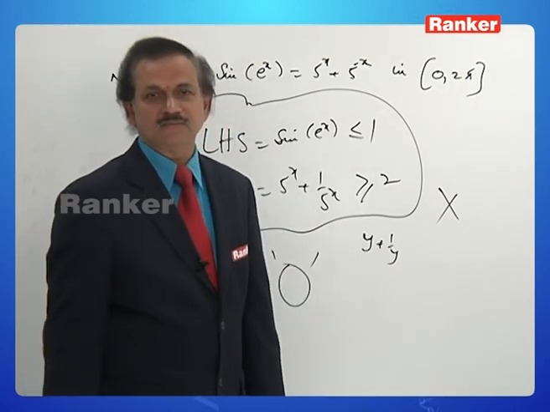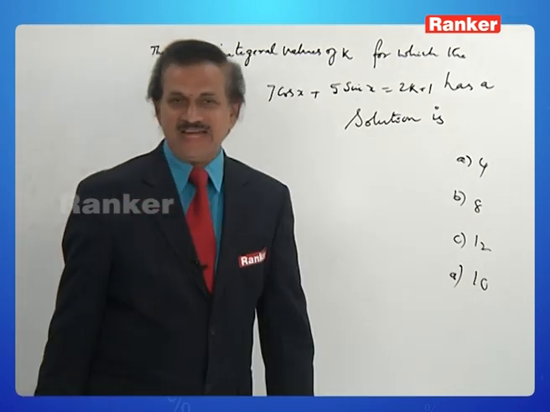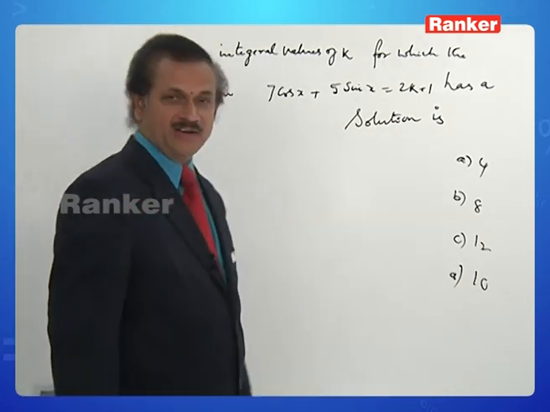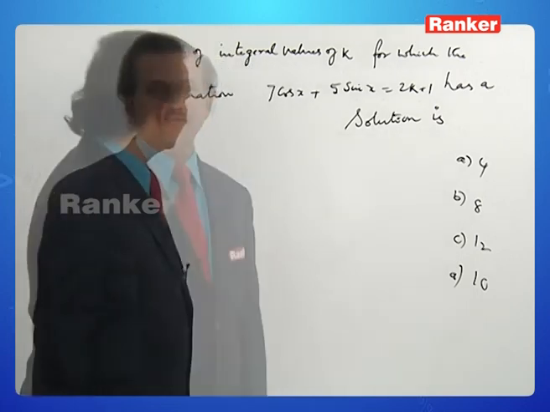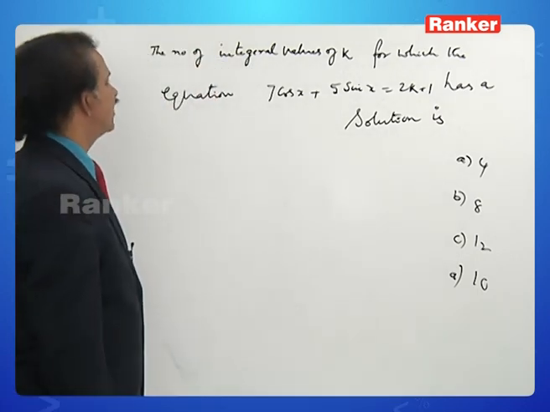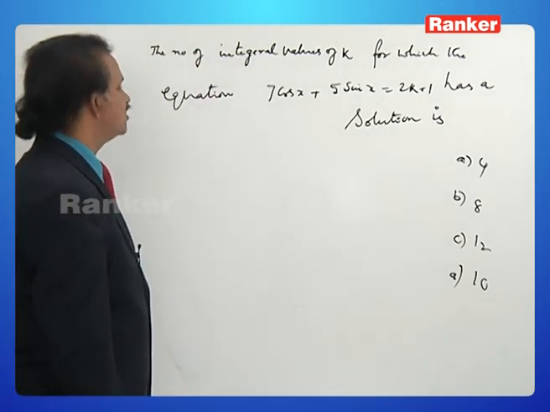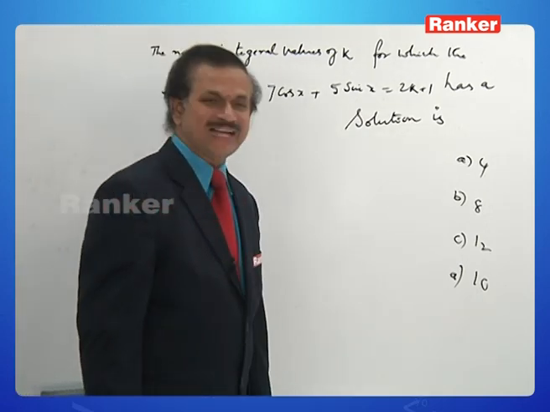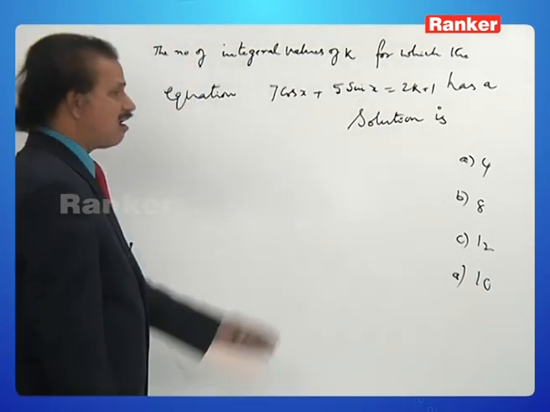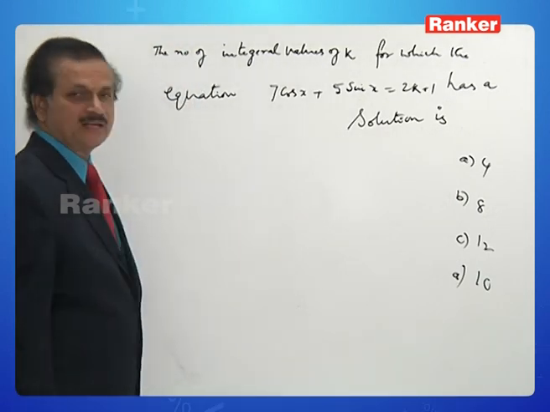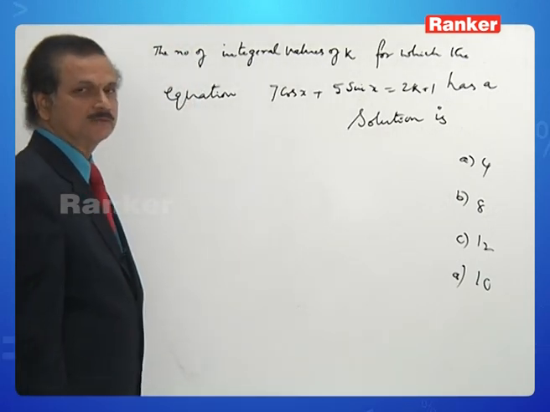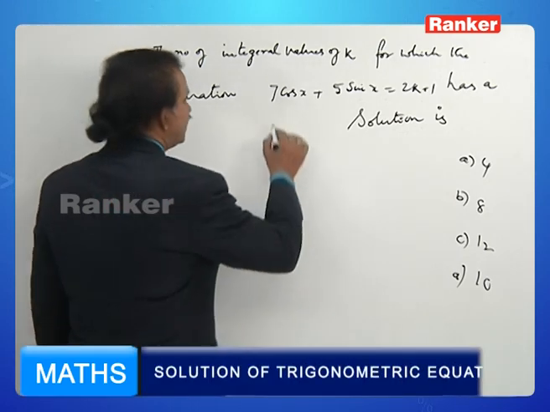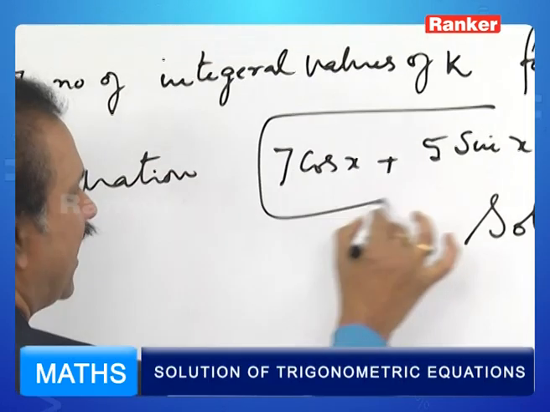That is the question. Another beautiful question is there. It is welcoming us. It lies on the board. Please look at that. The number of integral values of k for which the equation 7 cos x plus 5 sin x is equal to 2k plus 1 has a solution is. There are options given 4, 8, 12, 10 like that. Let us see.